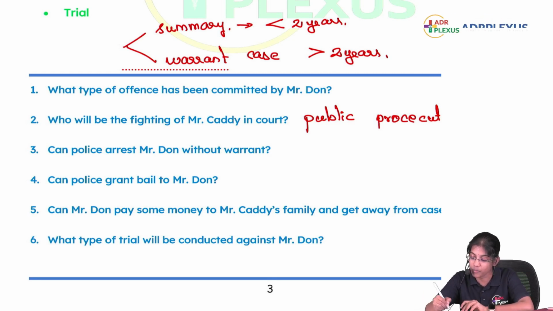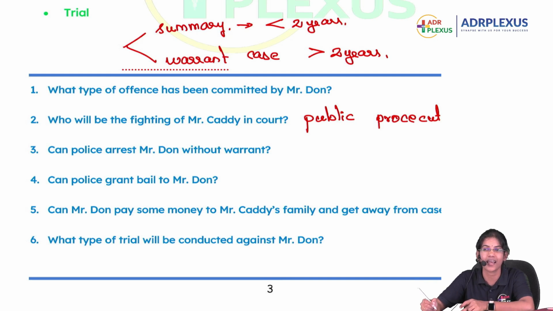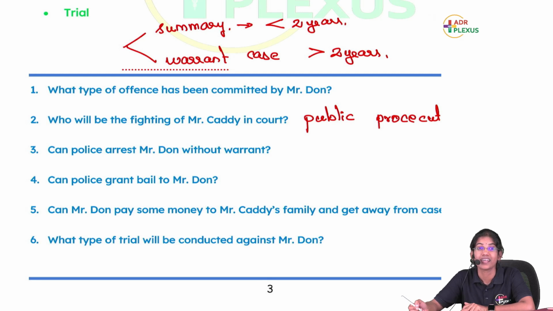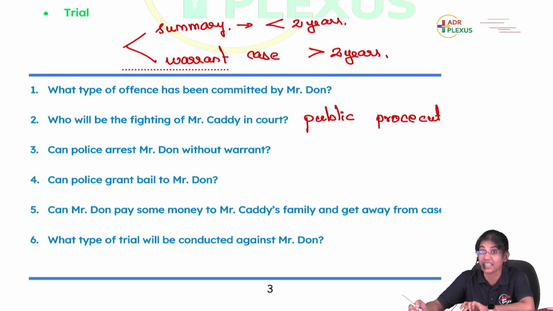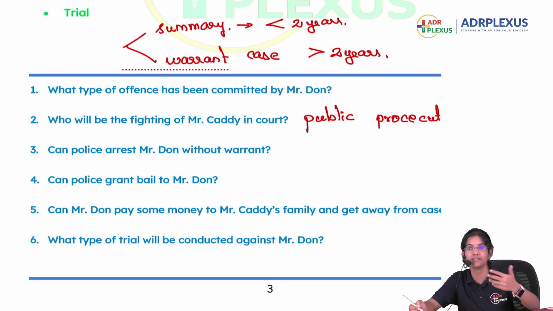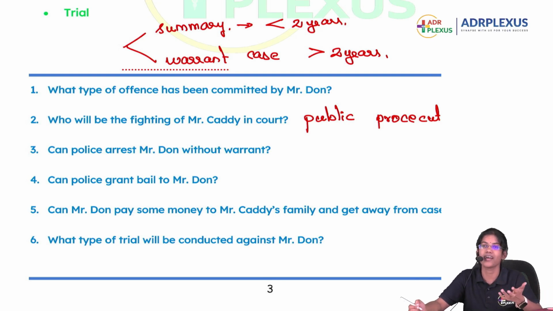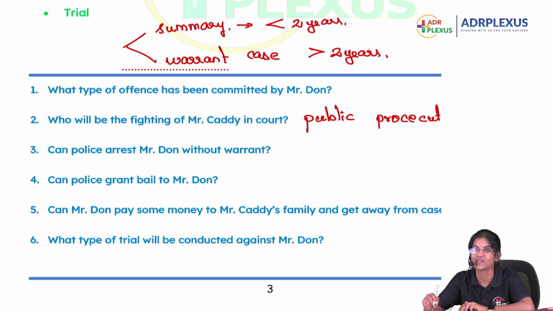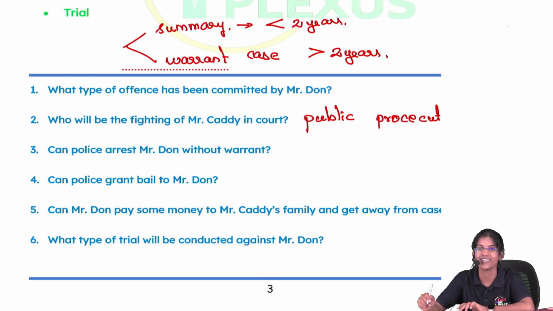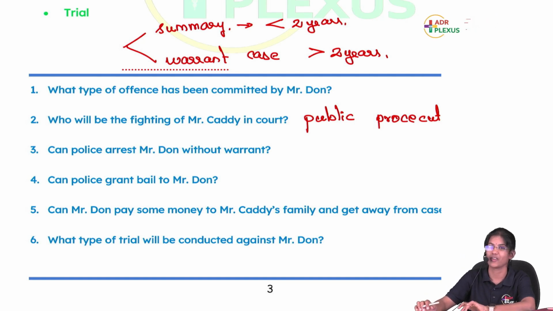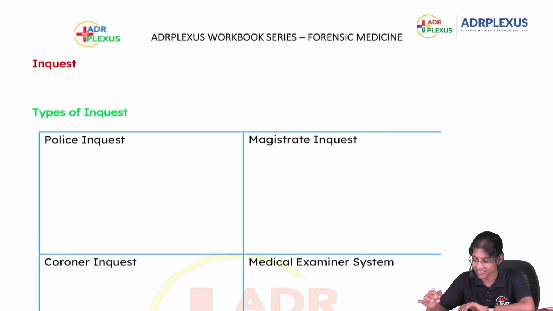Okay, next, can police arrest without warrant? Can the police arrest without warrant? Good. Can police grant bail? Can bail be given? No. Very good, very good. Can Mr. Don pay some money and get out of it? No. Very good. What type of trial will be conducted? Very good. Warrant case. Very good.